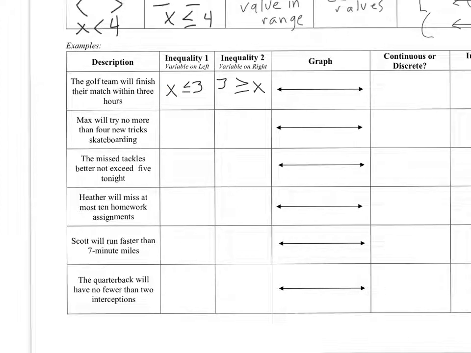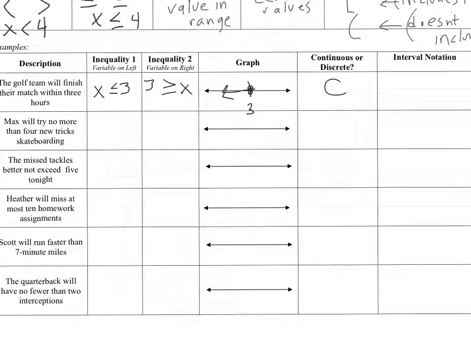Before I graph it, I really should think about if this is continuous or discrete. Since we're talking about time, you could finish in 2 hours and 56 minutes, 2 hours and 57 minutes. It comes up with a whole range of values. So I'm going to make a closed dot at 3 and shade to the left. That's less than or equal to 3. And it's continuous. I'm going to write this in interval notation, which starts at negative infinity. So I put a parenthesis, negative infinity, comma, and it ends at 3, and it includes 3.